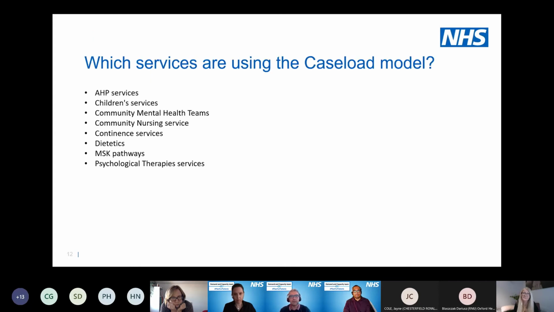And some of the services that we've seen using the caseload model include allied health professionals, some of the children's services, community mental health teams, community nursing, a number of continence services, dietetics, some musculoskeletal pathways, and also some other psychological therapy services. So quite a broad range there, and quite different approaches in some cases.